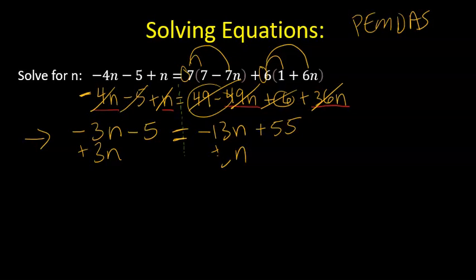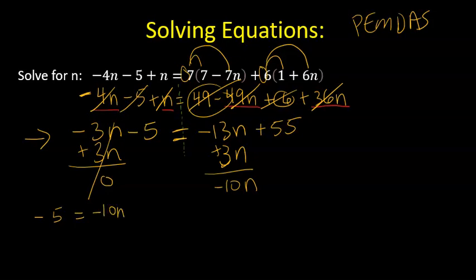Let's see. Let's make a nice little positive 3 here. Okay, great. That gives me a 0. And that gives me negative 10n. That goes away. So then I have negative 5 left equals negative 10n plus 55. Okay, sweet.